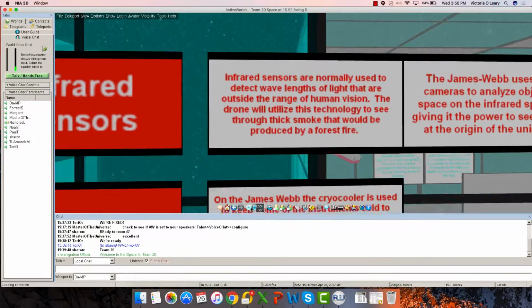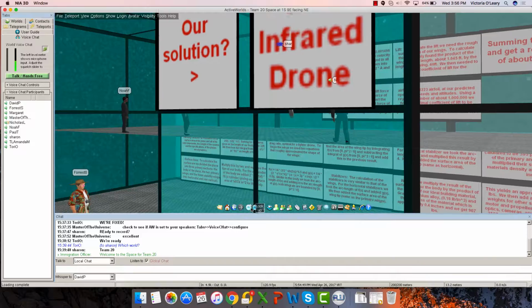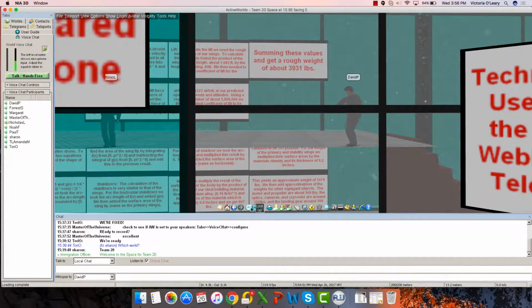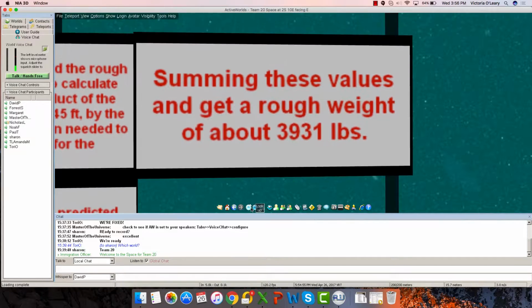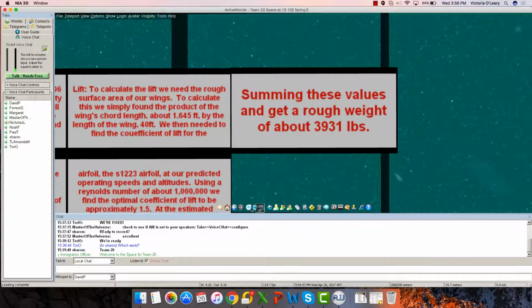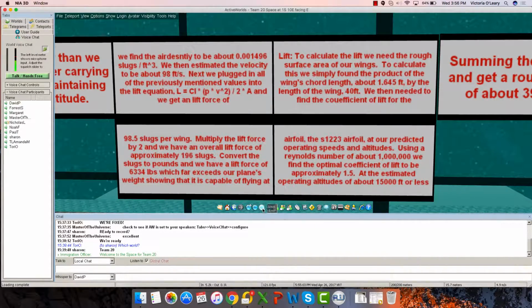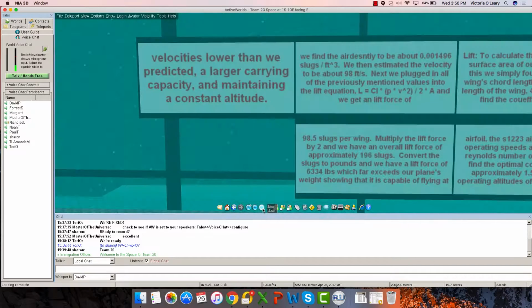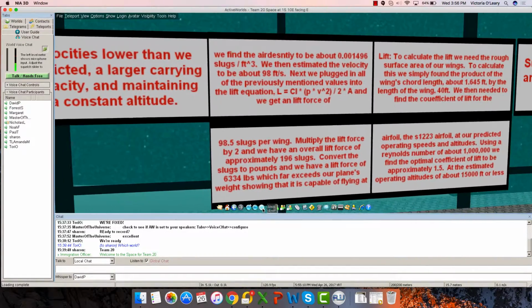So plugging all these in, we get a lift force of about 6,300 pounds, which is much greater than the weight of our body. And this proves many things. It proves that our plane can fly at slower velocities, and it can fly at higher altitudes, and also that it flies in general. So I will now hand you over to Noah, and he will discuss the right side of room 5. Paul, my bad. Hand you off to Paul.